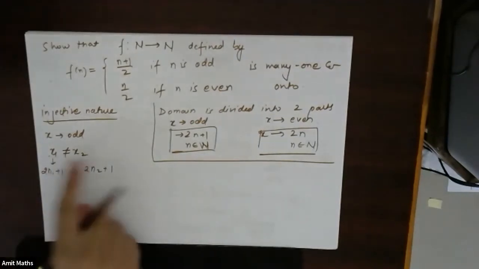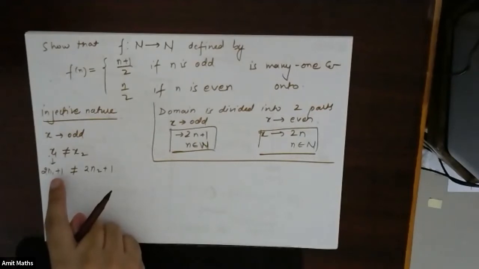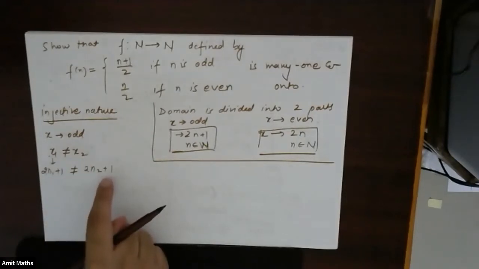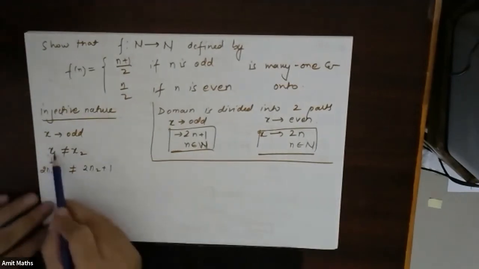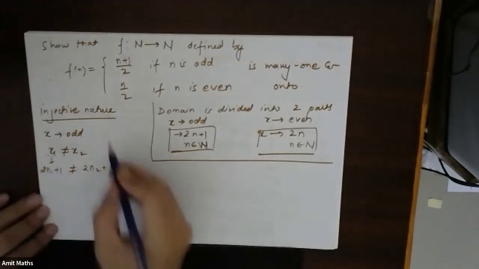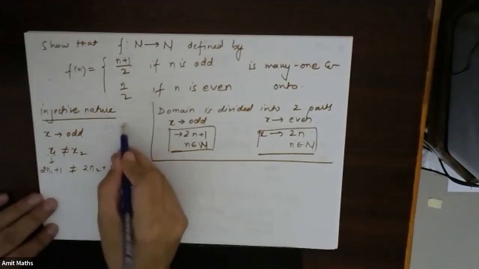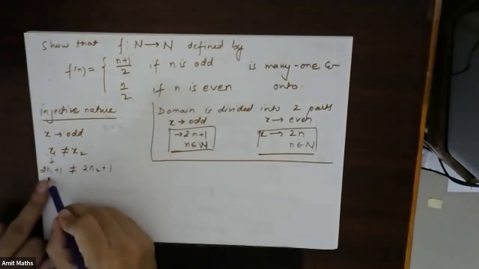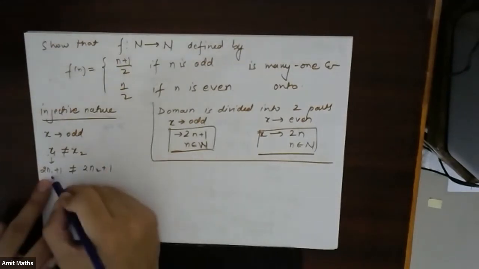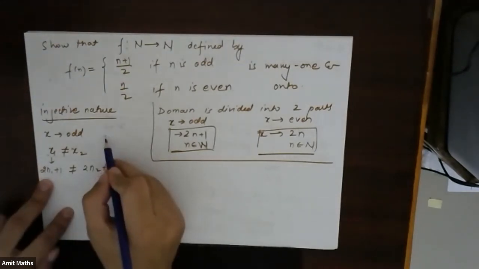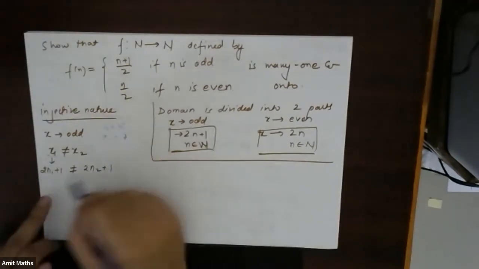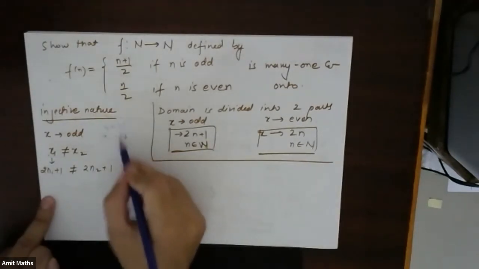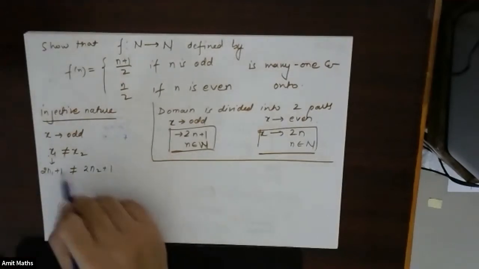For x1 it is 2n1 plus 1, and x2 will be 2n2 plus 1. For example, suppose I take x1 as 5. So what will n1 become? n1 will become 2. If x2 I take as 7, then what will n2 become? 3. So according to the odd numbers we have taken, we will get two different values of n1 and n2.